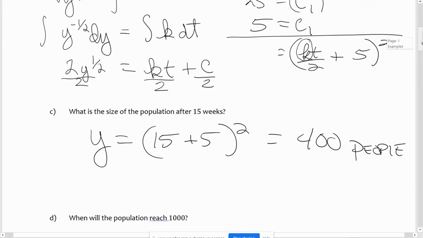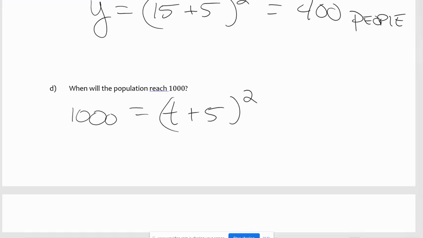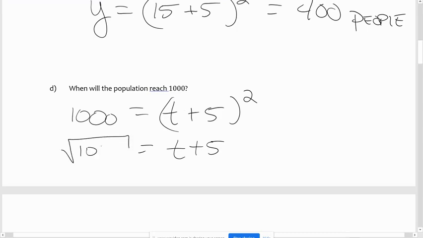And then when will the population reach 1,000? All right, so we're going to set 1,000 equal to t plus 5 quantity squared, and we'll solve for t. So take the square root of both sides, you get t plus 5 equals the square root of 1,000. And so t would be equal to whatever the square root of 1,000 minus 5 is.